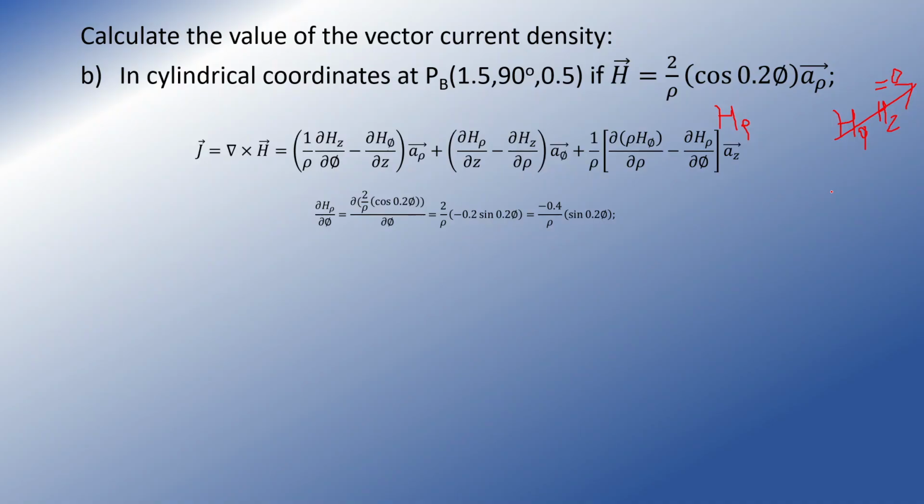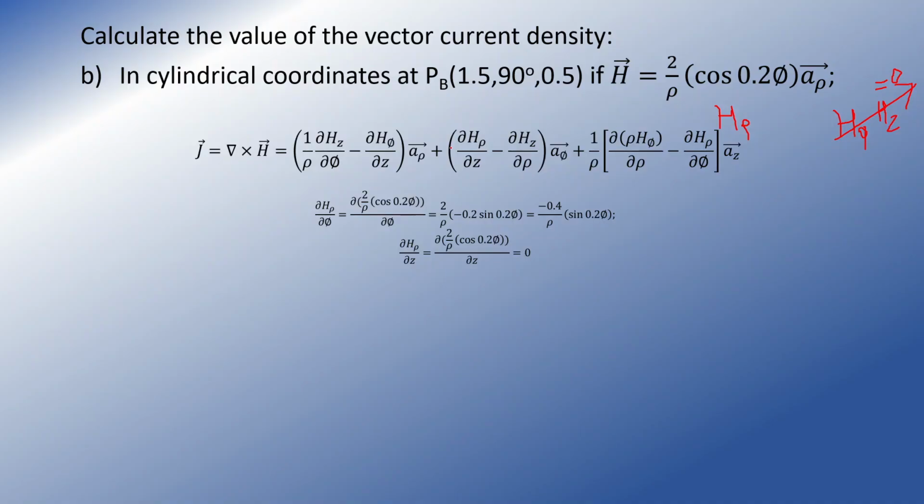So now let us first calculate H rho with respect to phi. This is H rho, which is 2 by rho cos 0.25 phi. We differentiate this with respect to phi. Differentiation of cos is minus sin, so we get this as the answer. Now what happens to H rho with respect to z? We see that there is no z here, which means this becomes a constant. In a partial derivative where the z variable is not there, this can be treated as a constant, and the derivative of a constant will be 0. This is for H rho.